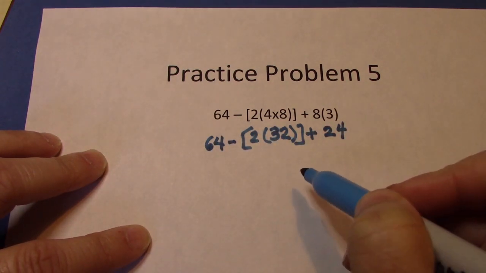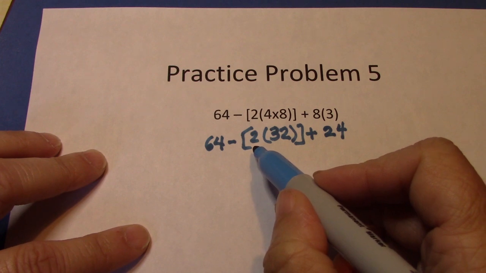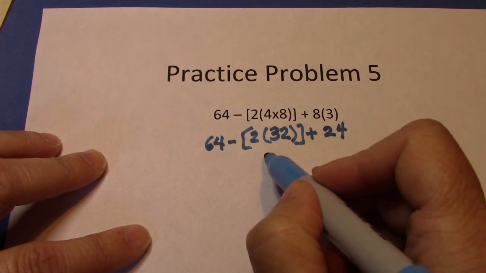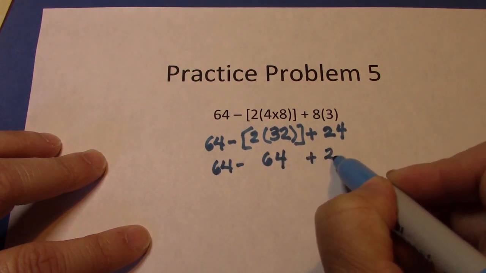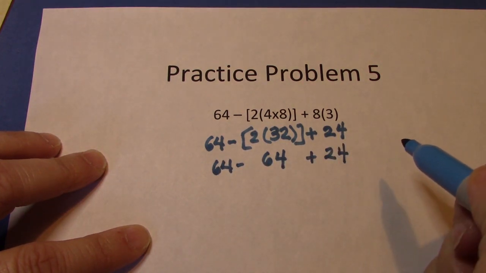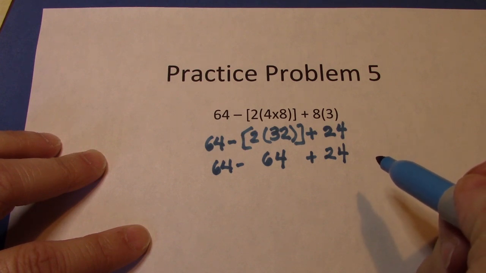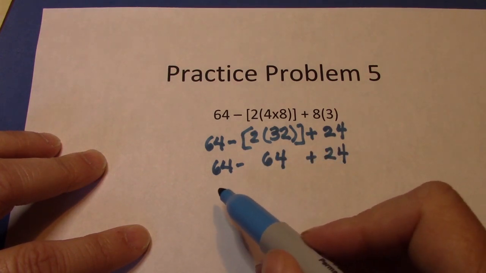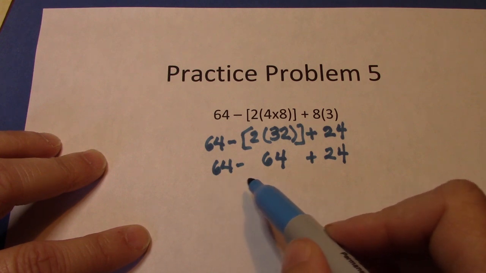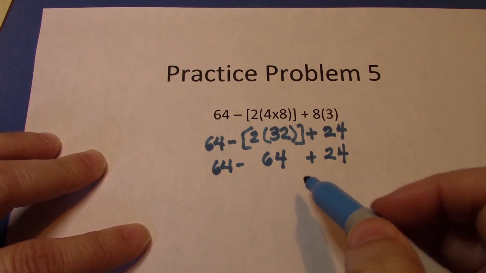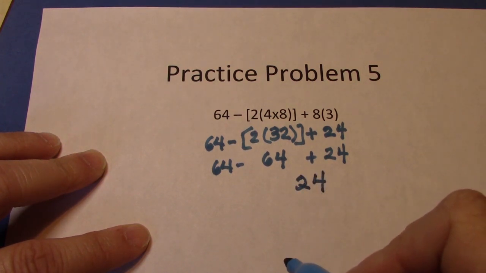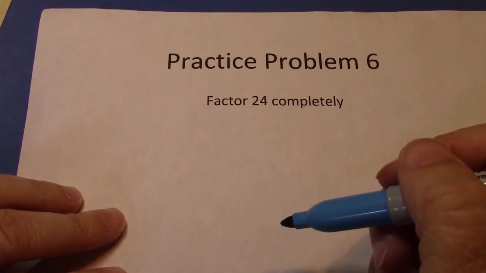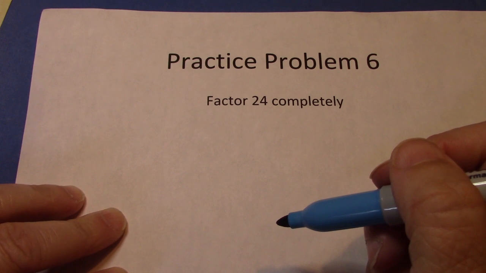We still have parentheses we need to work with here, so inside here we have 2 times 32, that's 64. Let's bring this all down. Parentheses are gone, there's no exponents, no multiplication or division left, so we're down to addition and subtraction, working left to right. 64 minus 64, well, that's 0. 0 plus 24, that's the additive identity. The answer is 24.